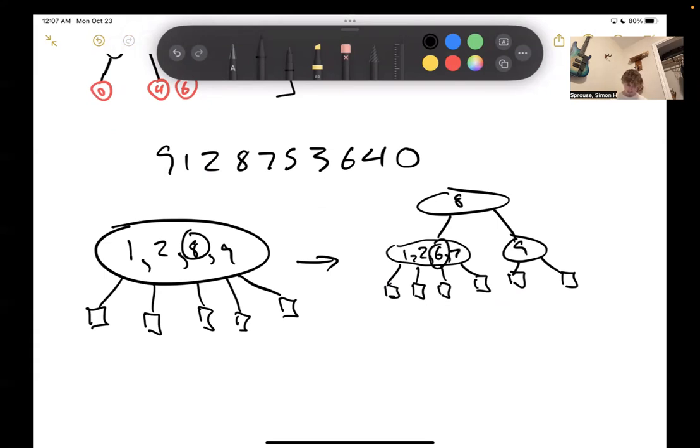Oh, did I skip? We're inserting 5. I'm so sorry, y'all. Y'all gotta catch me. I get carried away. I get so excited about trees and data structures, I'm not even paying attention.